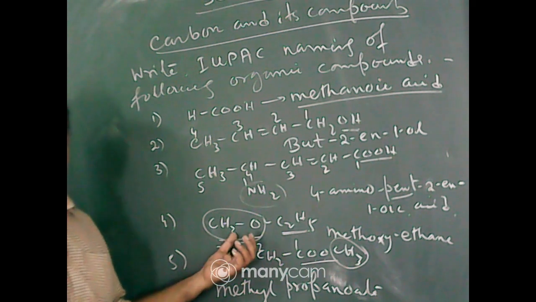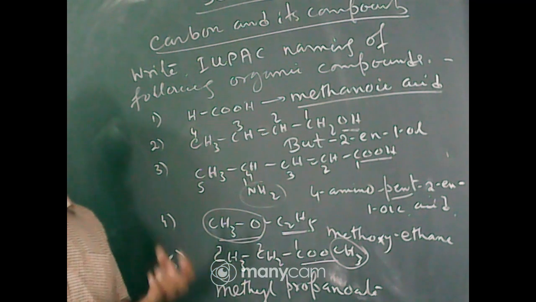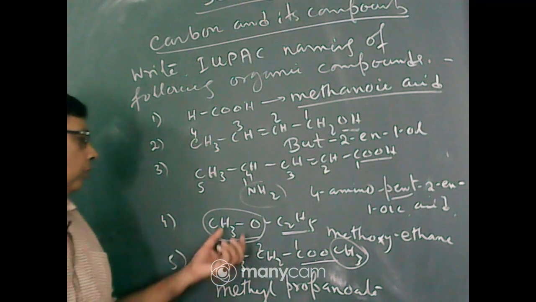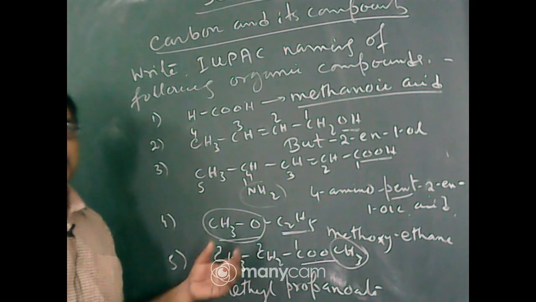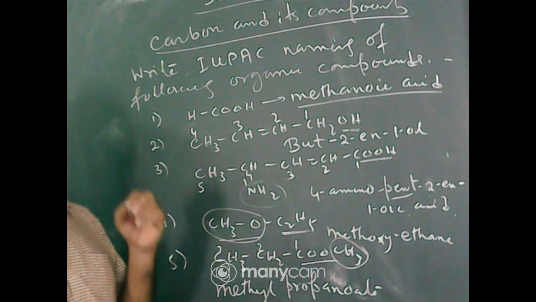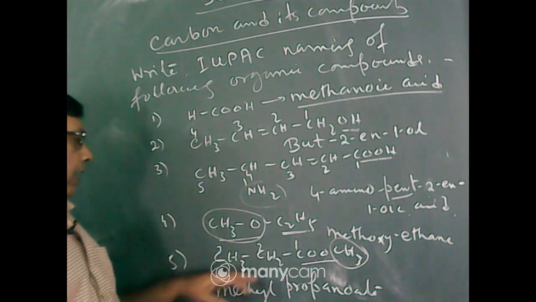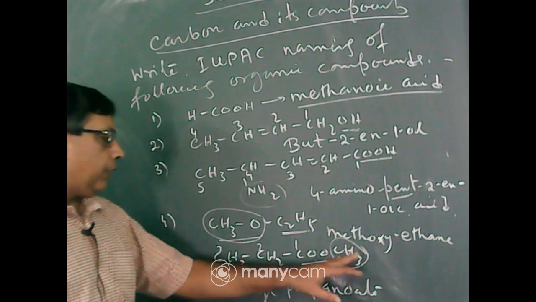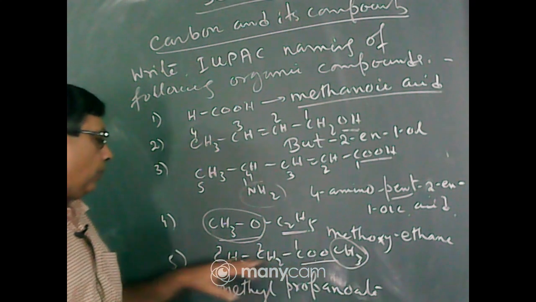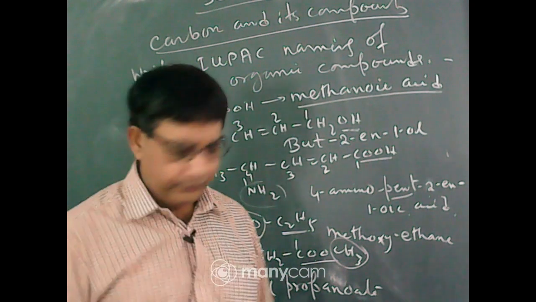This is the ether, alkoxy alkane. What is the alkoxy? Alkoxy is always the smaller carbon chain. So it is not ethoxymethane, but methoxyethane, because you add alkoxy at the lesser number of carbon atoms. This is the ester, this is the alkyl group. Beside the alkyl group, how many carbon atoms are present? 3. So propanoate, alkyl alkanoate.